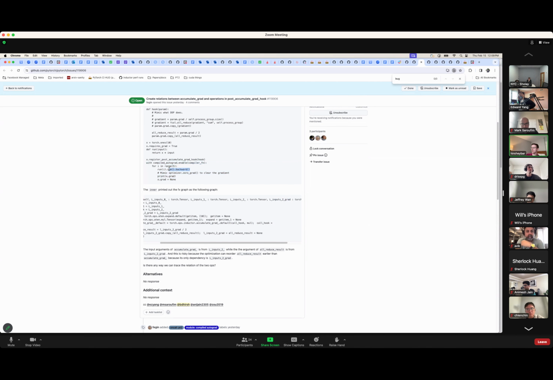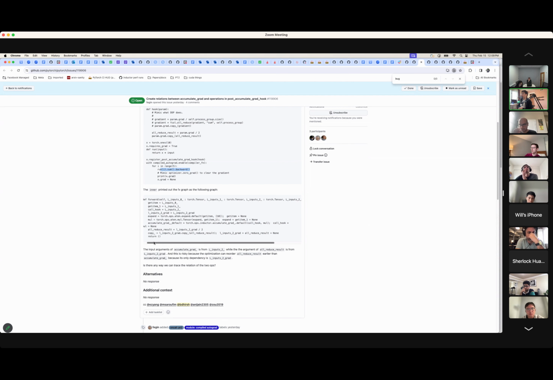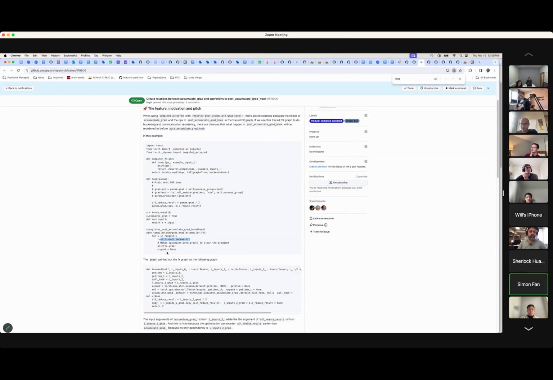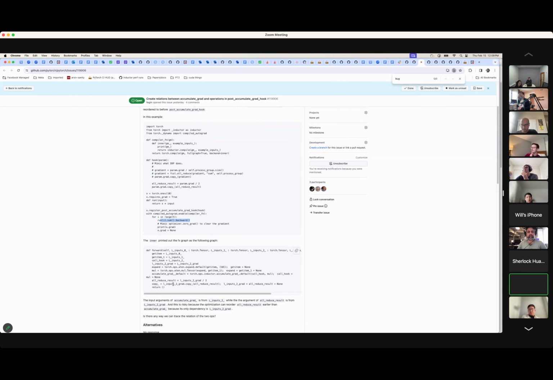Brian, I have a quick question. Is this graph post AOT autograd or produced directly by compiled autograd prior to being fed to Dynamo? This is produced by compiled autograd, and it's going to be fed to inductor. Sorry, yeah. I think this is pre AOT autograd, but post Dynamo. But someone can correct me if that's wrong.